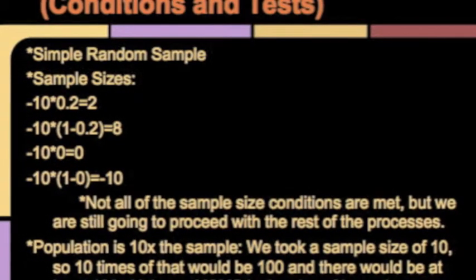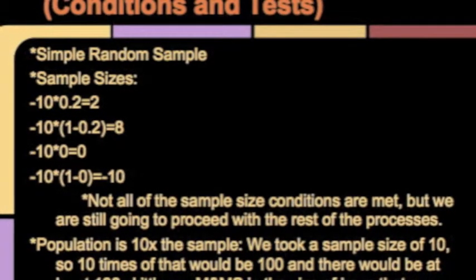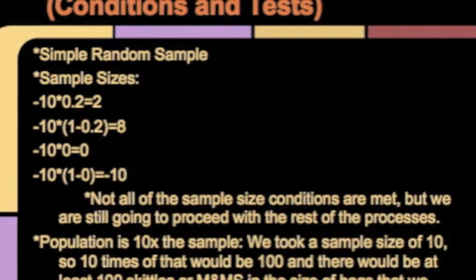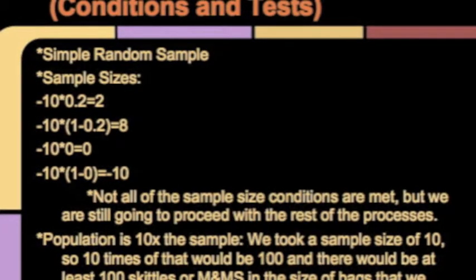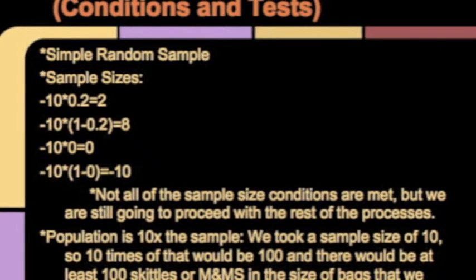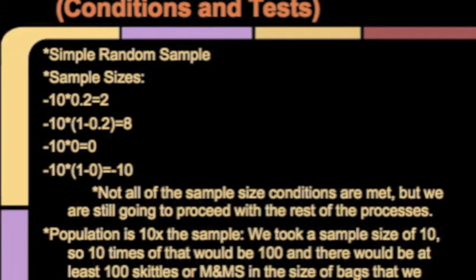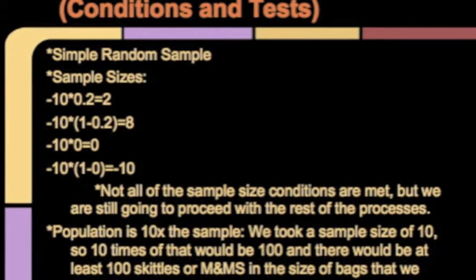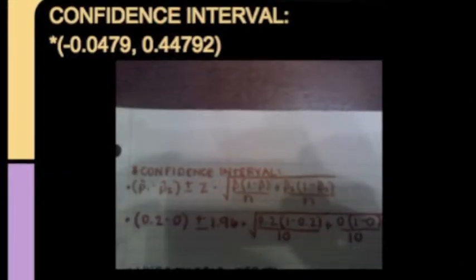The hypothesis test conditions were a simple random sample. Sample sizes were 10 times 0.2 equals 2, 10 times (1 minus 0.2) equals 8, and 10 times 0 is 0. Even though all the conditions weren't met, we're still going to proceed with the rest of the process. Our population is 10 times the sample, so we took a sample size of 10, and 10 times that would be 100, and there would be at least 100 Skittles or M&Ms in the bags.